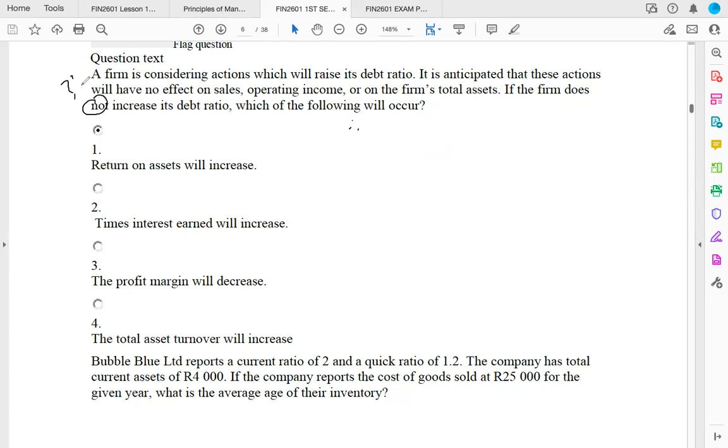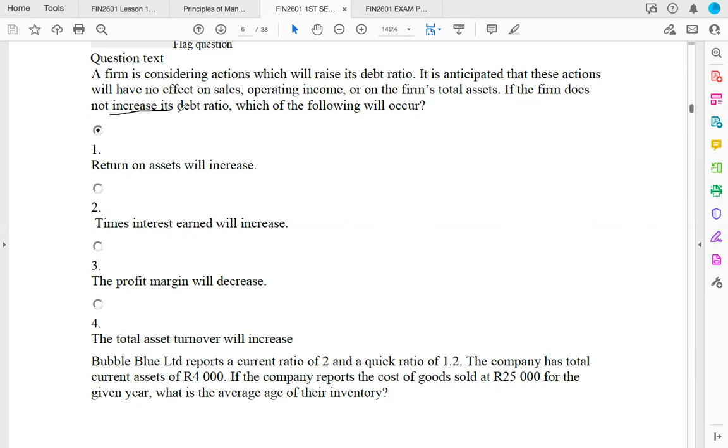So this question, because of the explanation: if you're talking about something happening, if it does not increase its debt ratio, and then you are saying the return on assets will increase, the times interest will increase, it would rather be proper English to say that the return on assets will remain the same, the times interest will remain the same, because we are starting with a certain debt ratio and then thinking about increasing. So if we decide not to increase, the correct options here should be remain the same, not increase or decrease, because we're not changing anything.